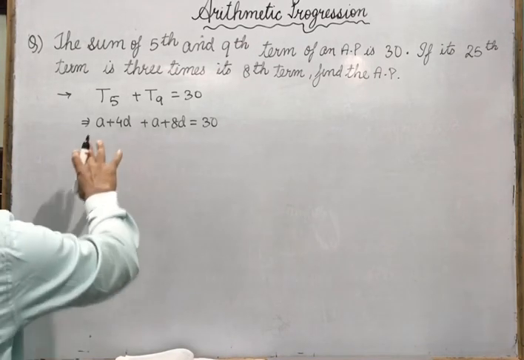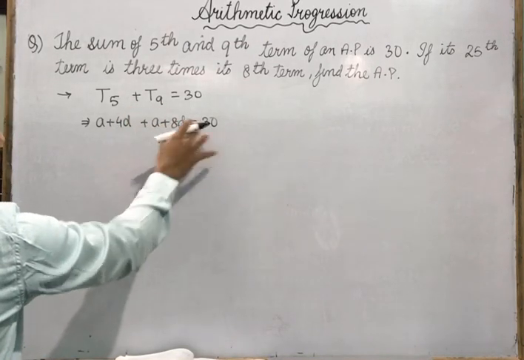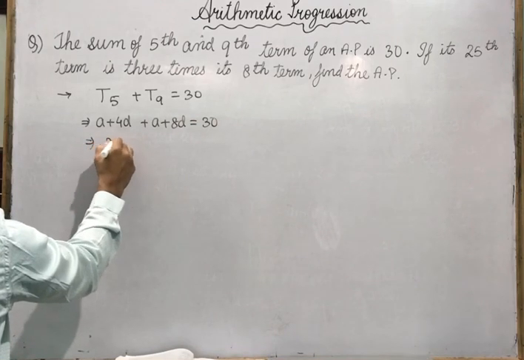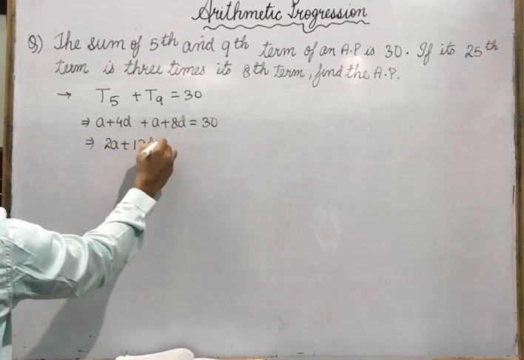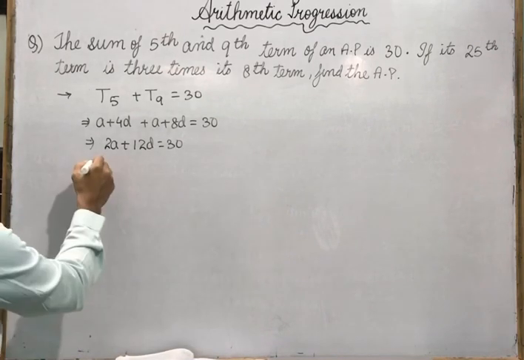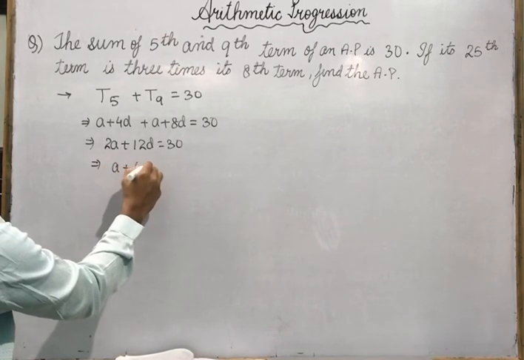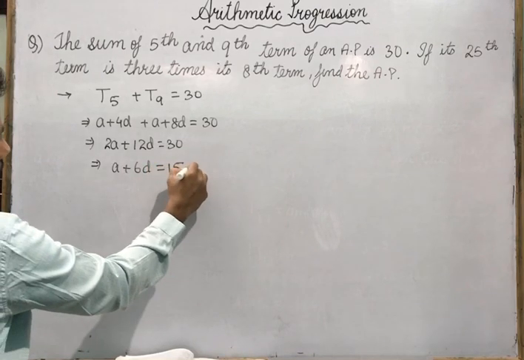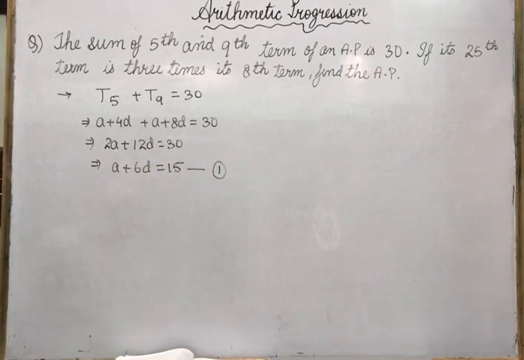So A plus 4D and A plus 8D equals 30. It is 2A plus 12D equals 30. Can you take 2 common from here? It will be A plus 6D equals 15. 15. आ गया पहला, first equation.